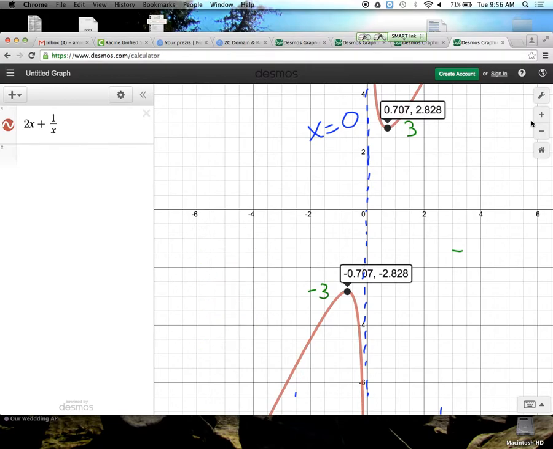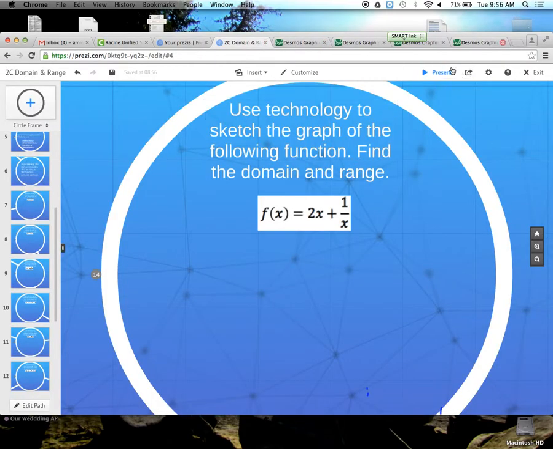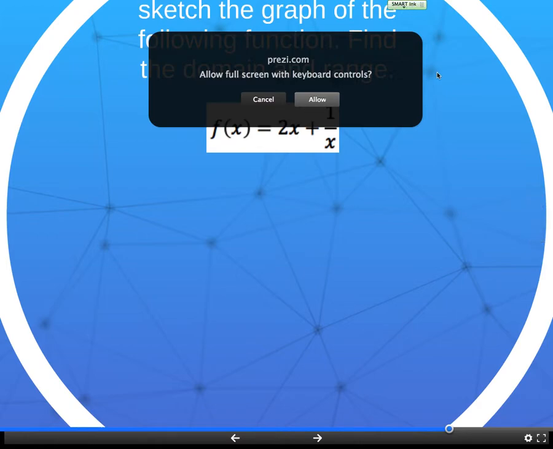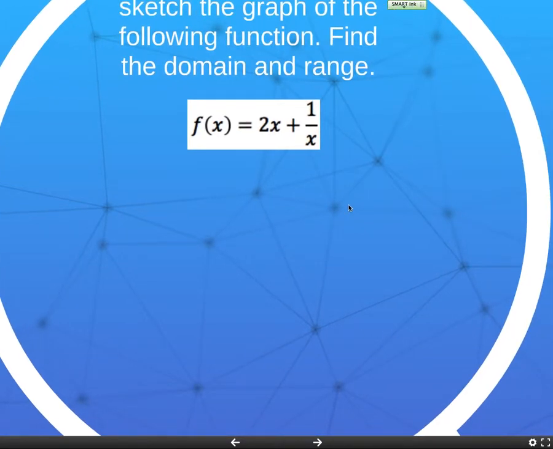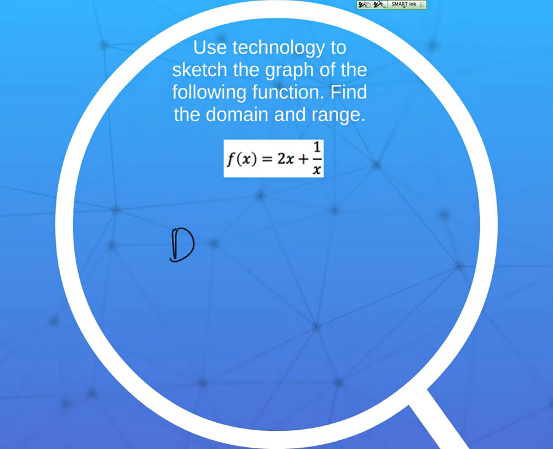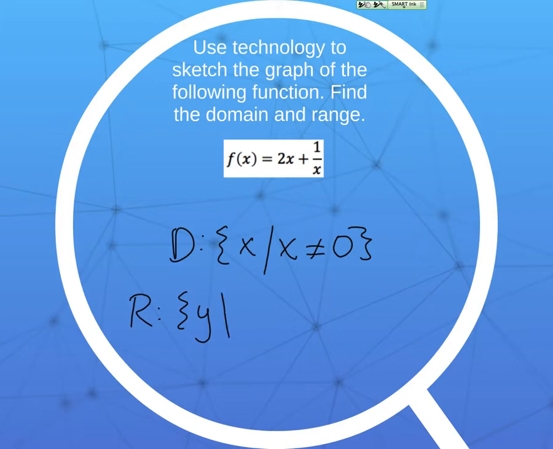If you guys don't mind, I'm not going to sketch this one out. I feel like you guys have probably got sketching under control. I'm going to jump right to using what we just talked about to do our domain. So for the domain, we said there was an asymptote at 0, so x cannot equal 0. We saw that from our picture. For the range, we noticed that the y's were either greater than or equal to 3, or the y's were less than or equal to -3.